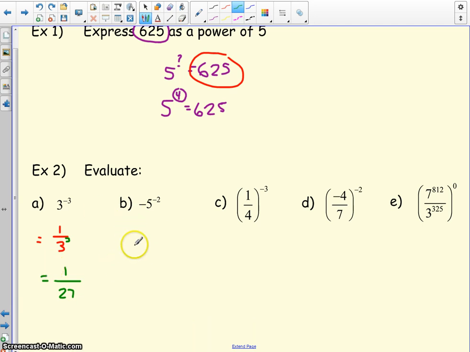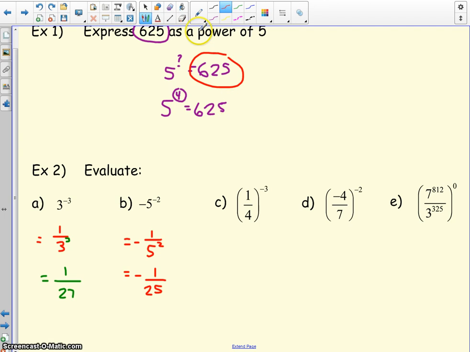Okay, so this first one here, the big thing to recognize is that this negative is not part of this exponent. It's only the 5 that has the exponent negative 2, so that negative is going to be left alone for now. 5 to the negative 2 is going to be the same thing as 1 over 5, now with a positive exponent. So now you can evaluate this, 1 over 5 squared. So 5 squared is 25, so you're going to wind up with negative 1 over 25.